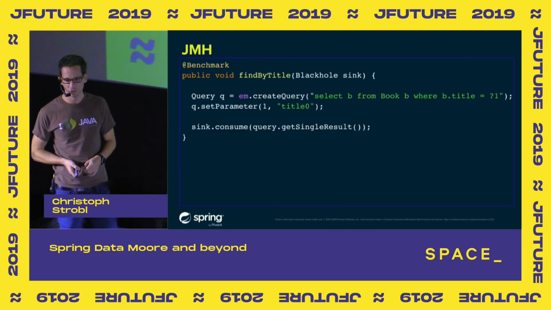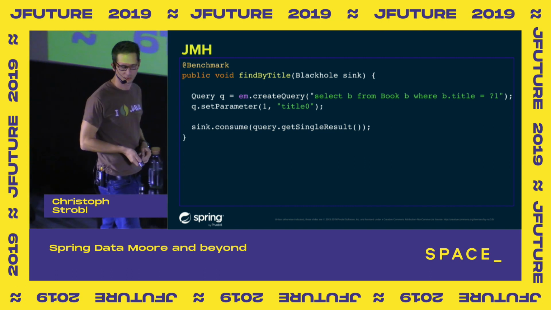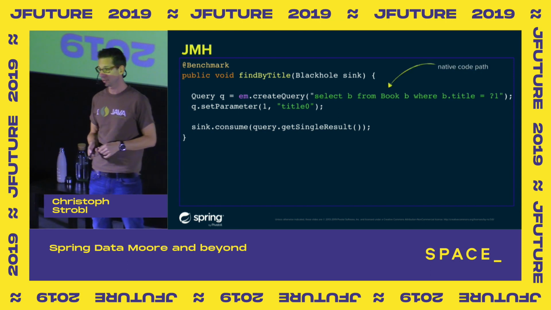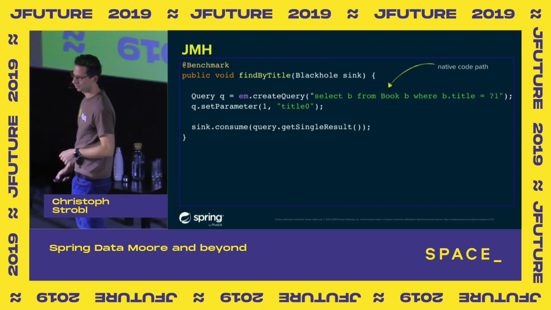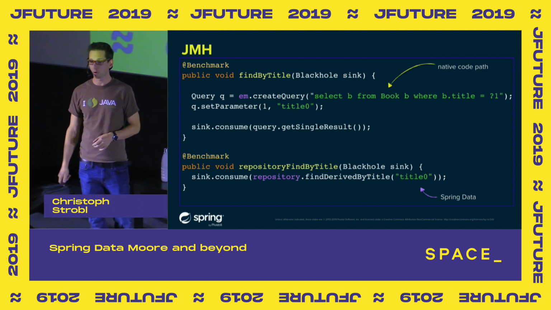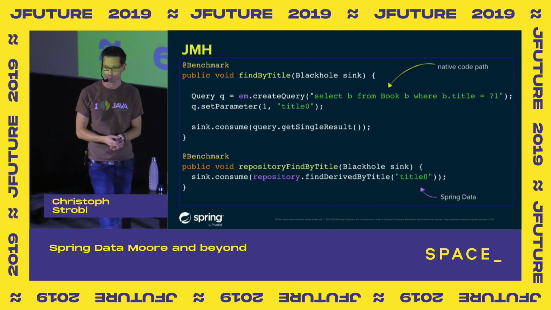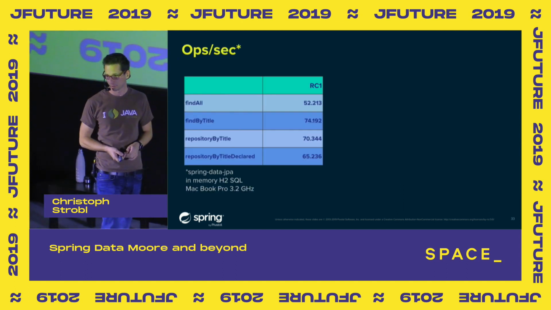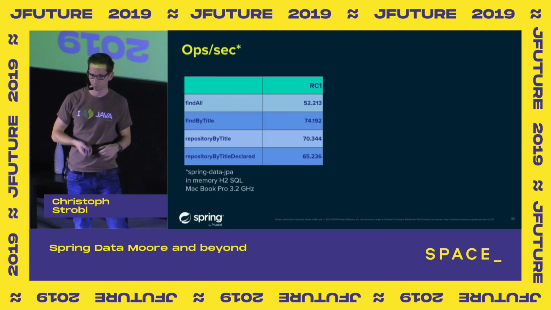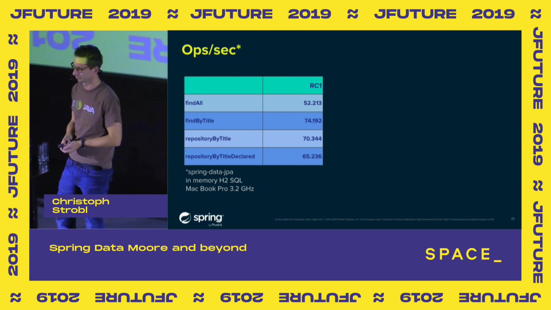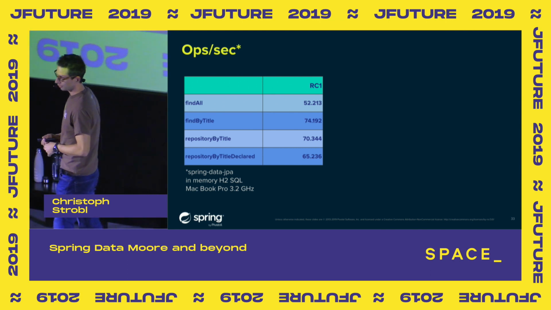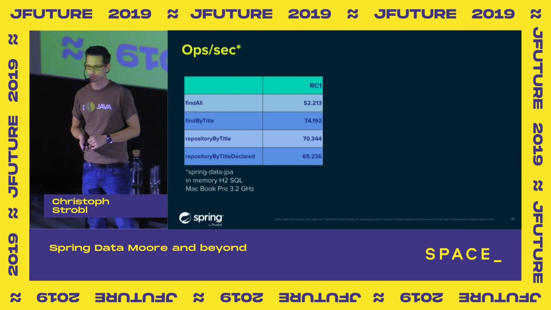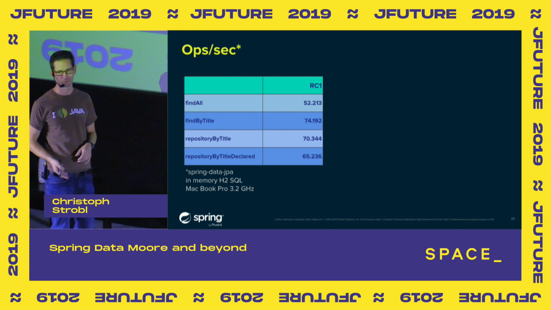But when it comes to the actual benchmarks, let's have a look at those. This is for drawing the baseline. This is basically the entity manager with the create query, the native code path, and then just our very own execution via the repository and the derived find by title method. And we measured it on a MacBook Pro, a pretty old one still. And with RC1, those are the numbers that we generated there. I have to mention we used an in-memory database.